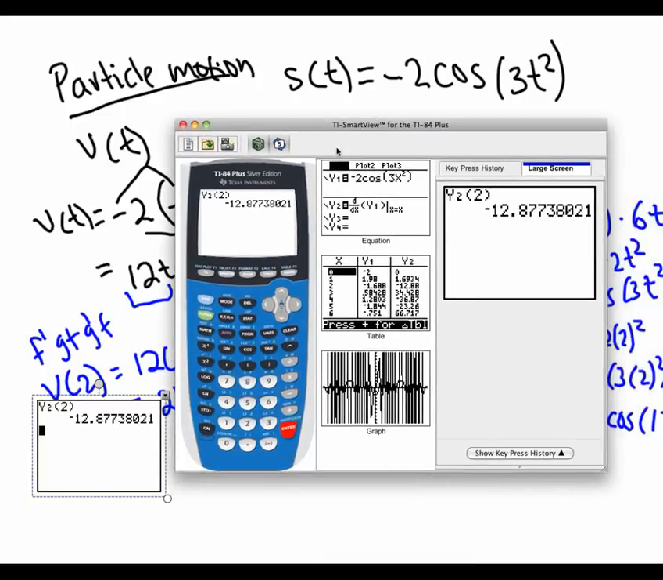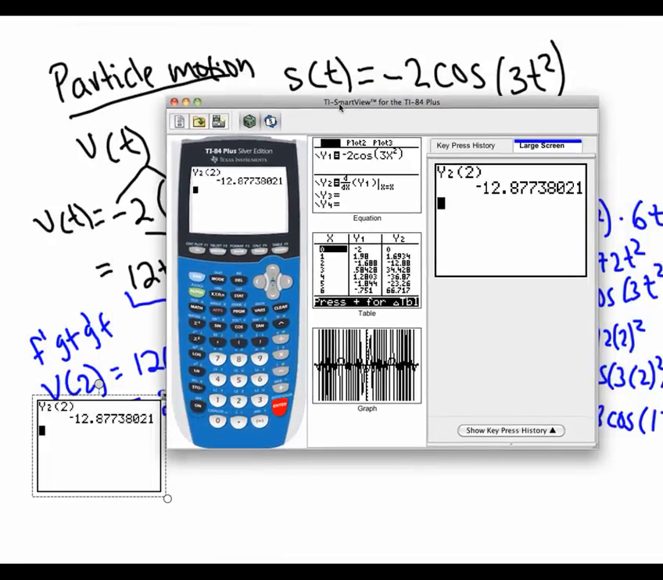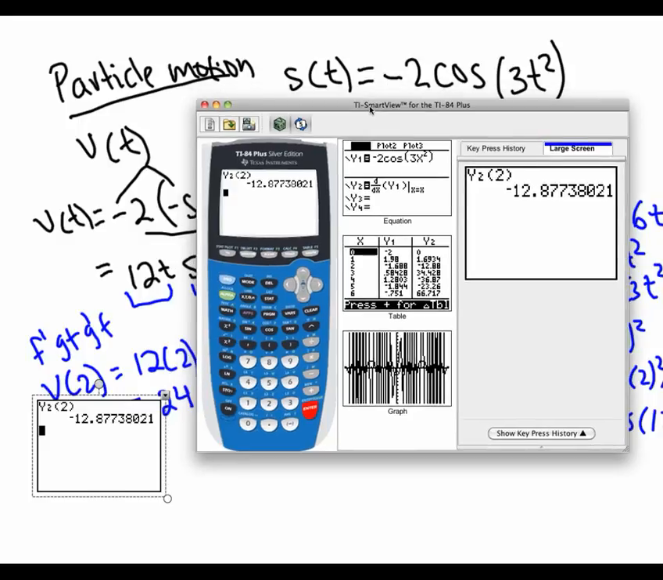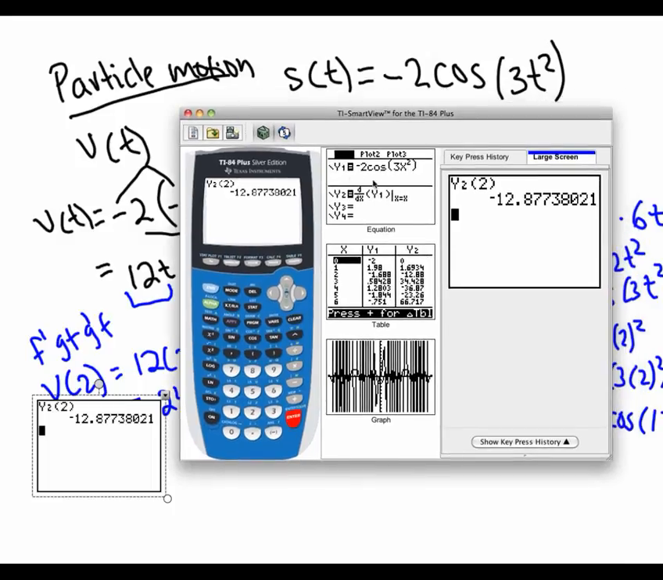Now I want to evaluate the acceleration. The acceleration is the second derivative of your position function, or the derivative of your velocity. Since y sub 2 already represents velocity, and I'm already on the home screen, what I can do is math 8, take the derivative with respect to x, but now I want the derivative of y sub 2, because y sub 2 already represents the velocity function. So I'm going to say alpha trace y sub 2.